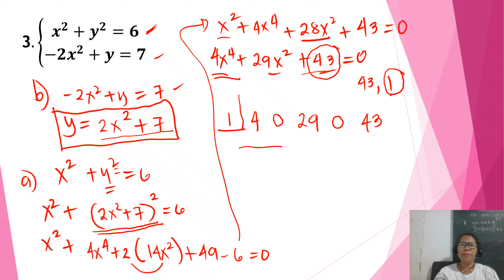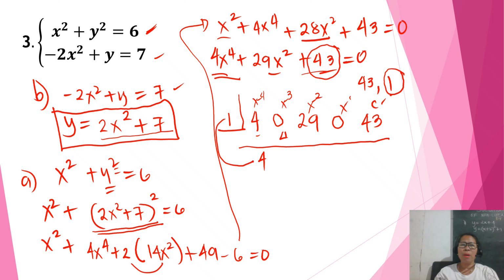So for synthetic division, we have already written the numerical coefficients. This is x to the 4, this is x to the 3, this is x to the 2, this is x to the 1, and this is the constant. So what shall we do first? We are going to bring down the first, which is 4. After that, we will multiply the 1 times 4.